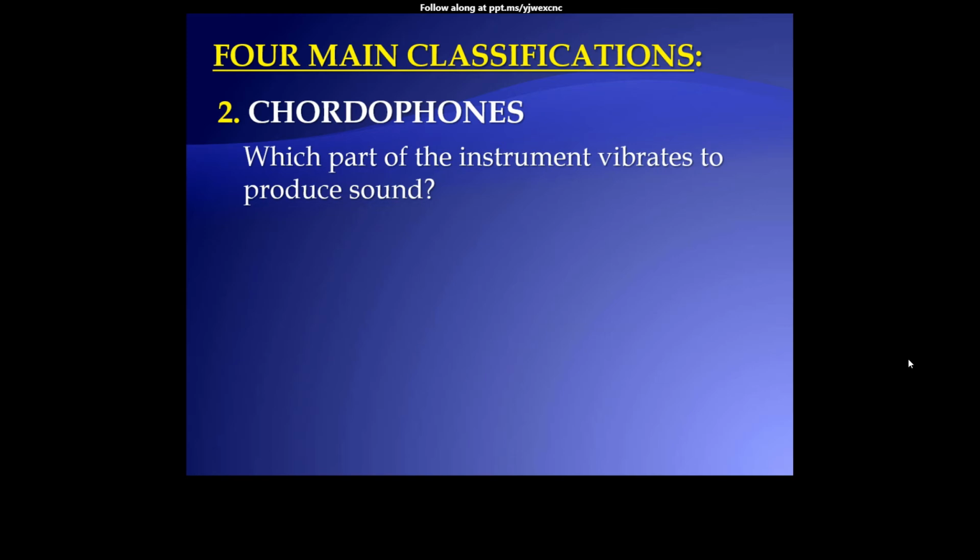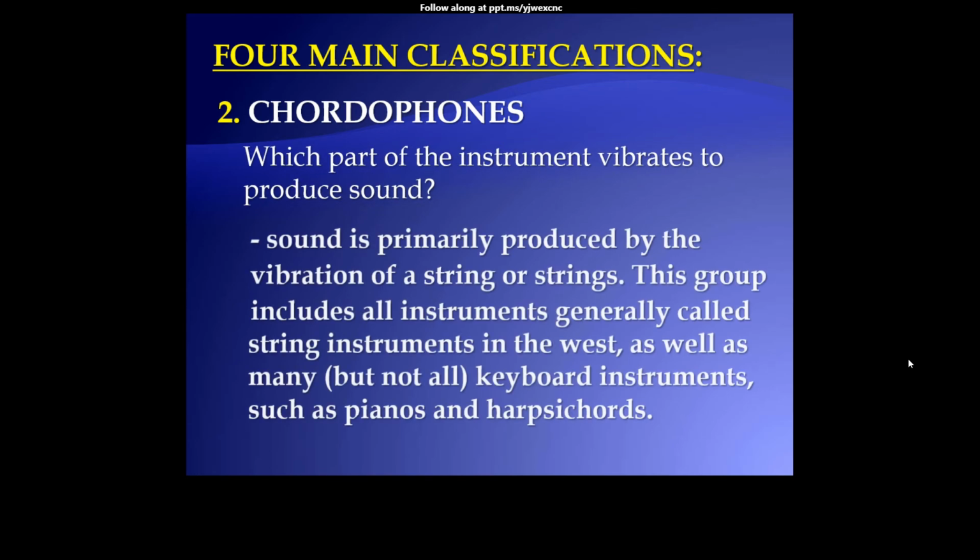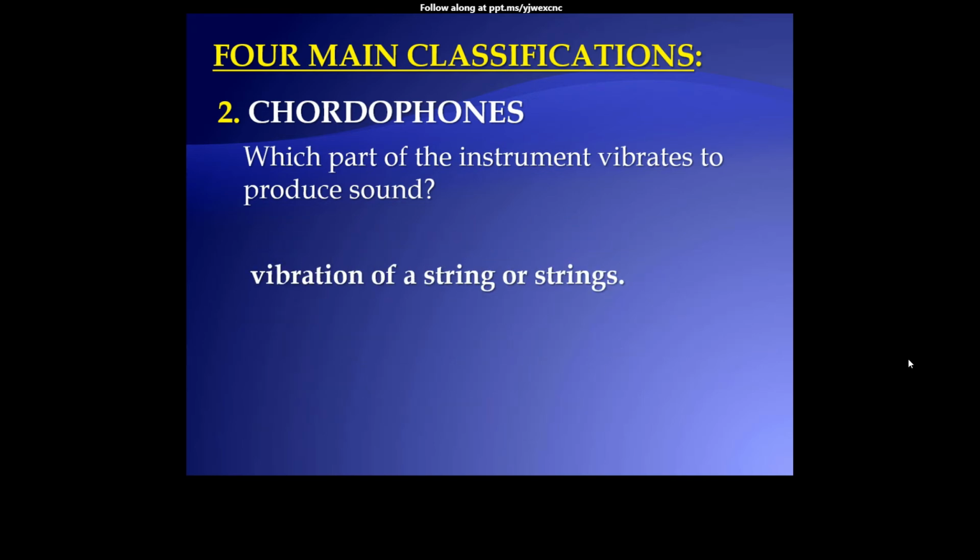Okay, which part of the instrument vibrates to produce sound? By the name chordophone, chord means string. Sound is primarily produced by the vibration of a string or strings. This group includes all instruments generally called string instruments in the West, as well as many, but not all, keyboard instruments such as pianos and harpsichords. So it's the vibration of a string or strings.